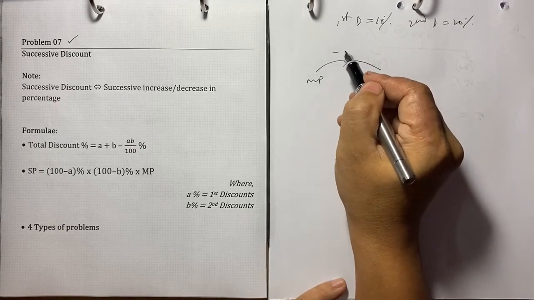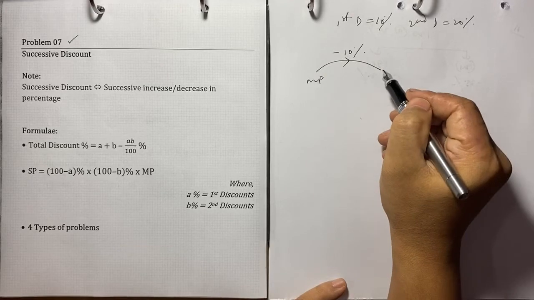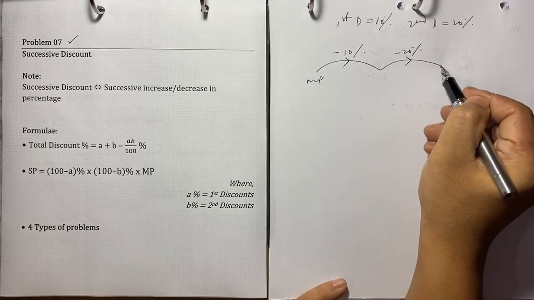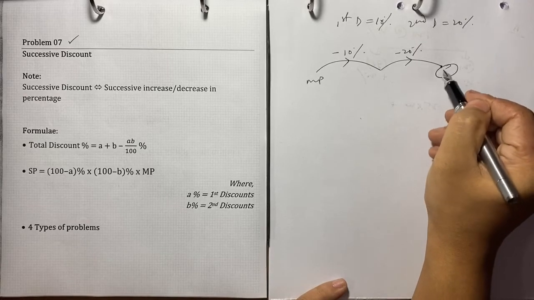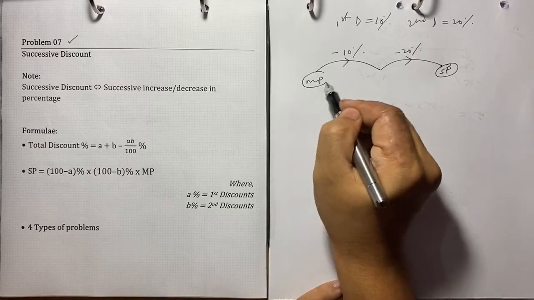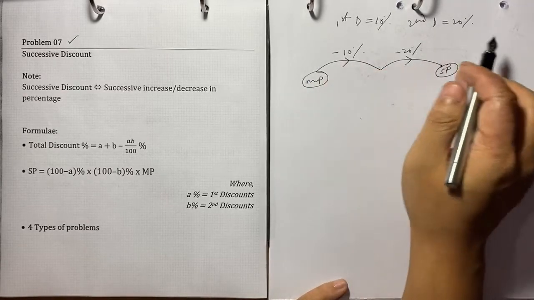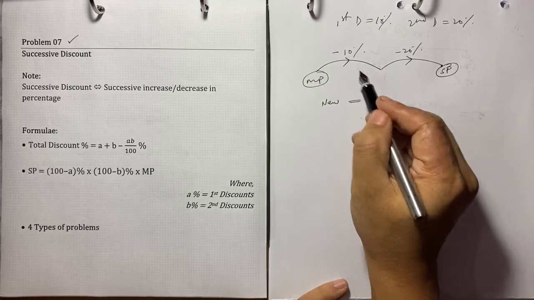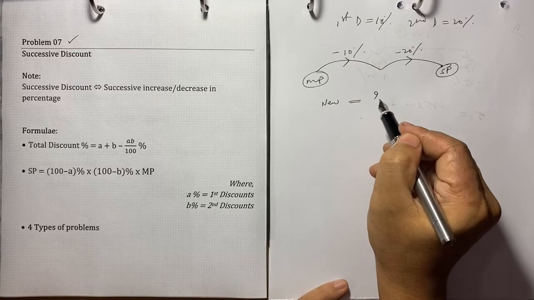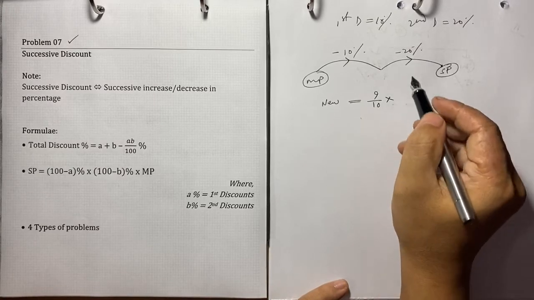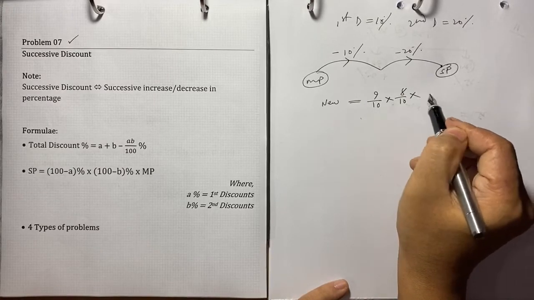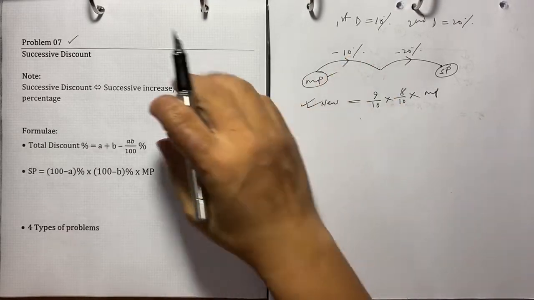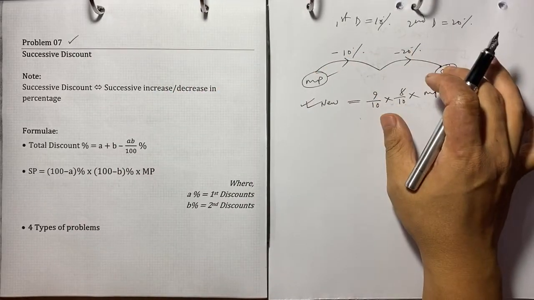So for a discount of 10% it will be minus 10%, and for the second discount it will be minus 20%. So finally it becomes a new number. The new number will be, in this case, the selling price, and the old number will be the mark price. So the formula is: new number equals 9 by 10 into 8 by 10 into the old number, the mark price. It is a formula for successive discount.